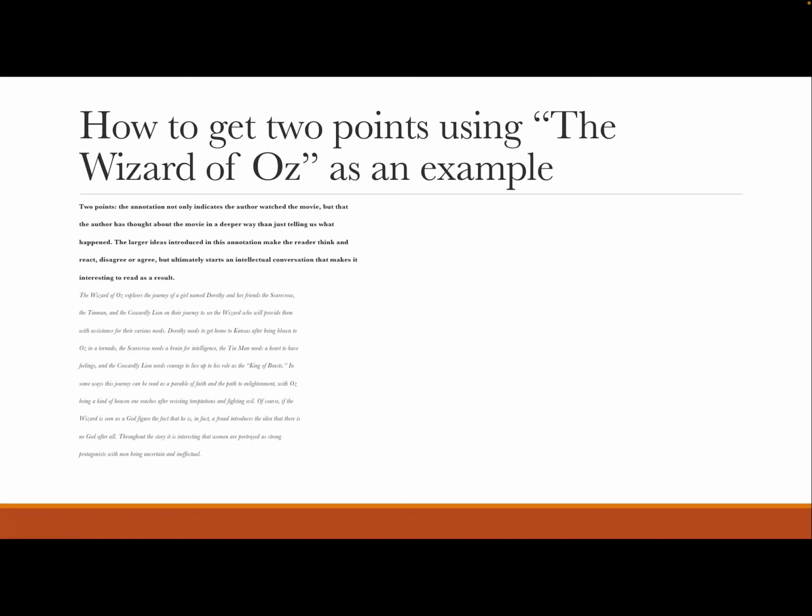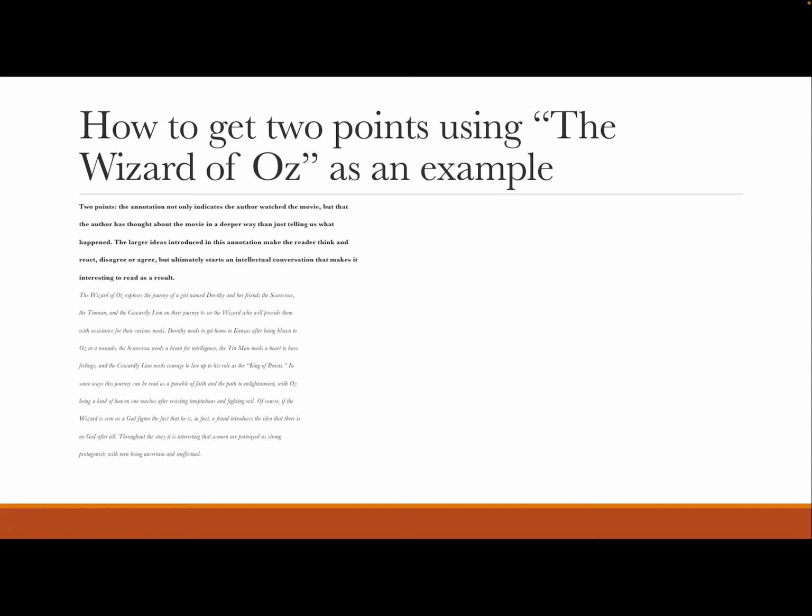Okay, so to get the full points, you also have to show some degree of thought, that you've thought about it a little bit. So this one says, The Wizard of Oz explores the journey of a girl named Dorothy and her friends, the Scarecrow, the Tin Man, and the Cowardly Lion on their journey to see the wizard who will provide them with assistance for their various needs. Dorothy needs to get home to Kansas after being blown to Oz in a tornado. The Scarecrow needs a brain for intelligence, the Tin Man needs a heart to have feelings, and the Cowardly Lion needs courage to live up to his role as the King of Beasts.